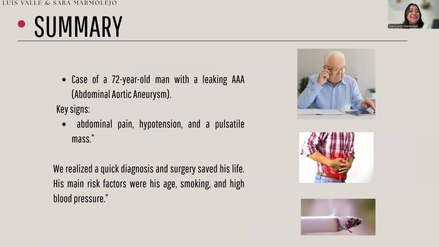In summary, this is a 72-year-old man with a leaking abdominal aortic aneurysm, and the key signs that we took into account were abdominal pain, hypotension, and a pulsatile mass. This case shows us that quick diagnosis and quick surgery saved this patient's life.